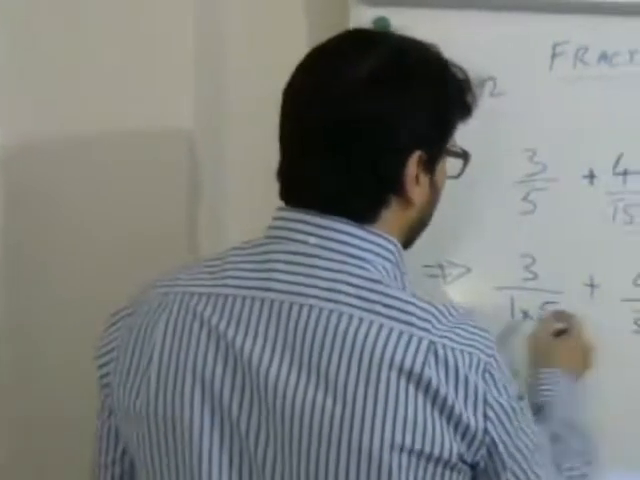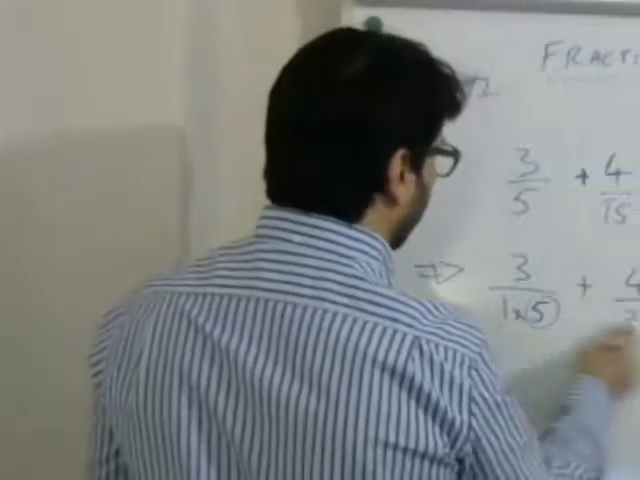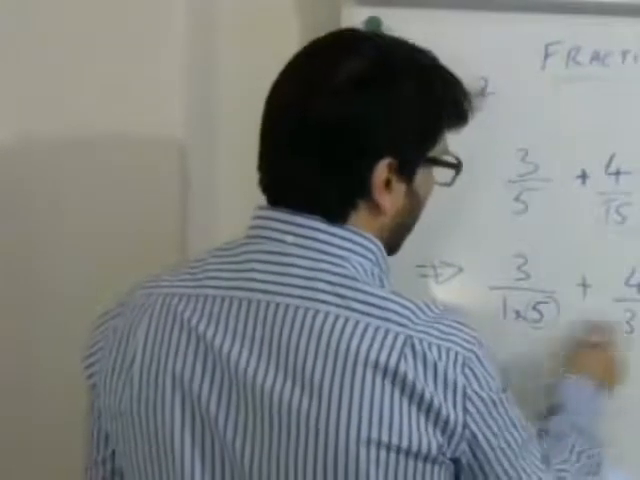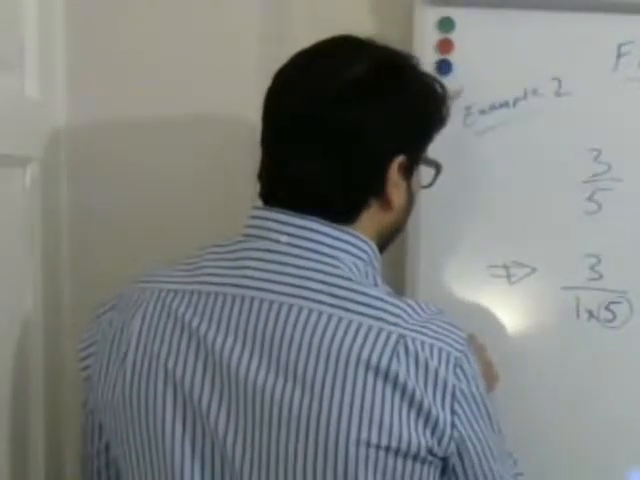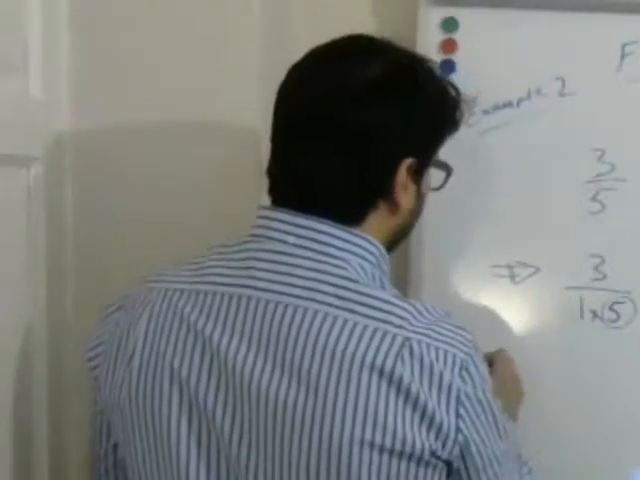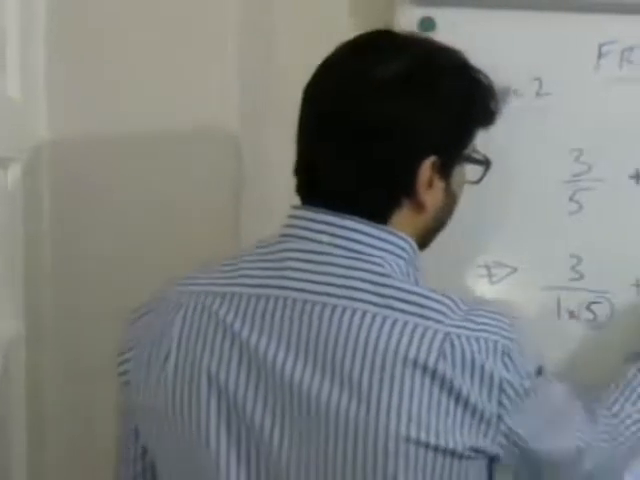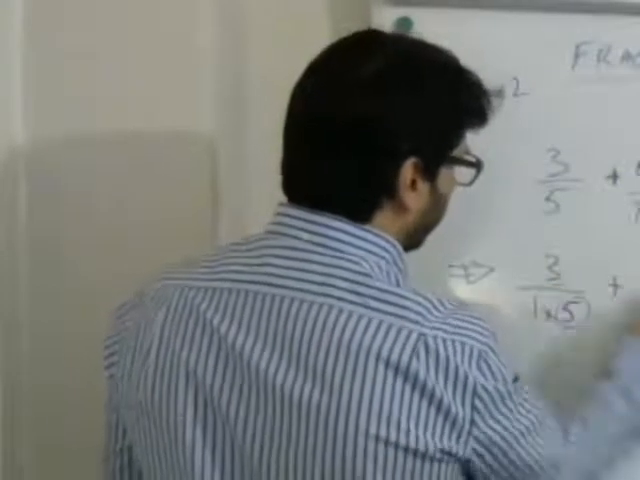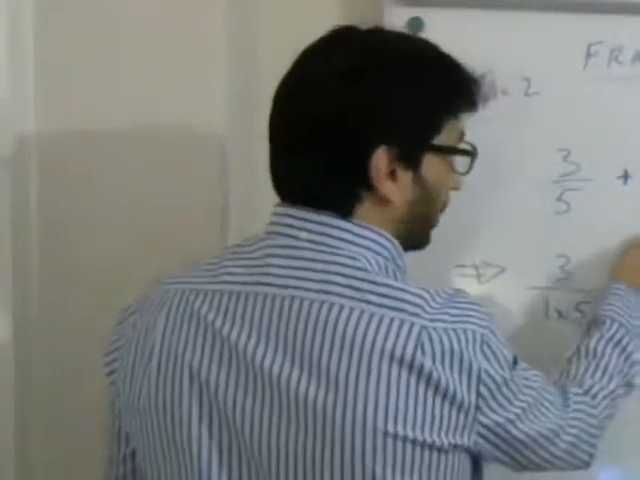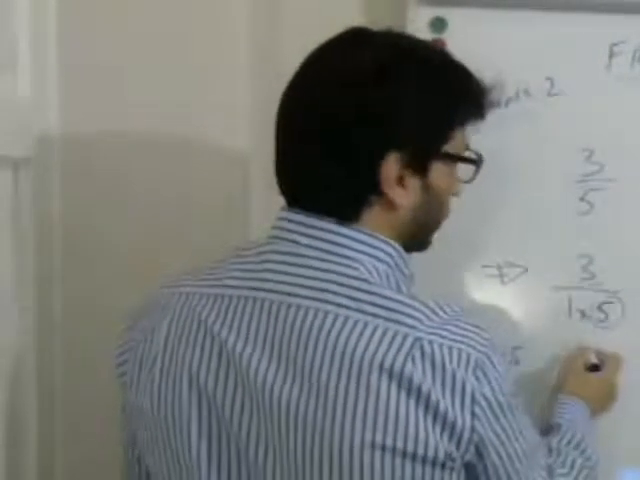Now we can see that these two numbers here are common, 5 and 5. So we automatically know that 1 times 3 is 3, and 3 times 5 is 15. So now we have our denominator as 15 here. But how do we resolve these two? What we need to do, because we have split this number up into its parts, 3 into 1 times 3, and 5 into 1 times 5.